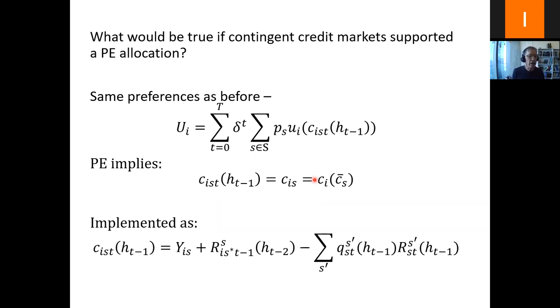And so if those are implemented in loans like I observed in Northern Nigeria, it would be something like this. My consumption in state S at time T after history T minus one is going to be equal to my income in that state, plus the repayments I receive on loans that I made or took last year. And this is the crucial state contingency. If I get a bad shock to income, this repayment is going to fully offset that. That's going to make it so that these are the insurance payments. And then these are my insurance purchases for next period. And so that's the way you would implement a Pareto efficient allocation through state contingent loans.